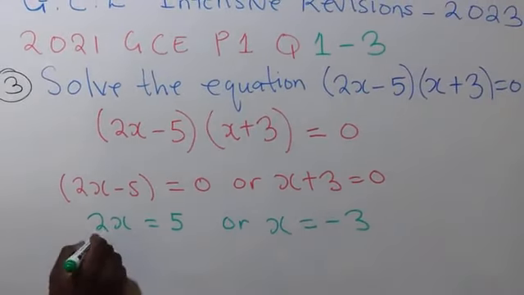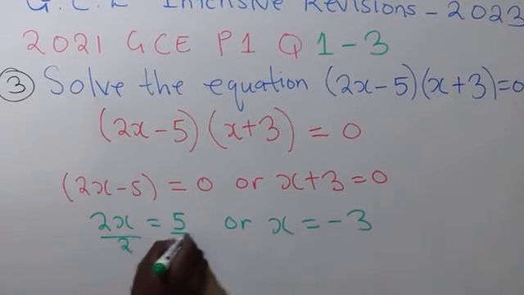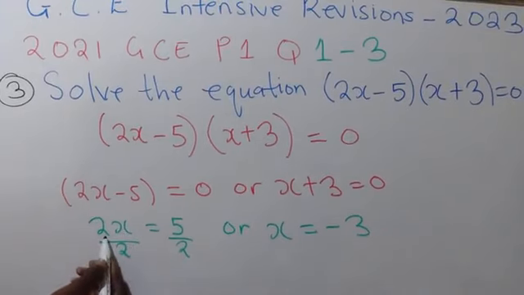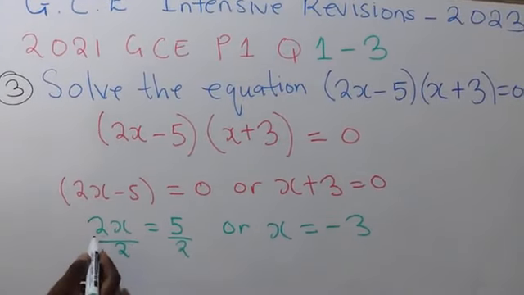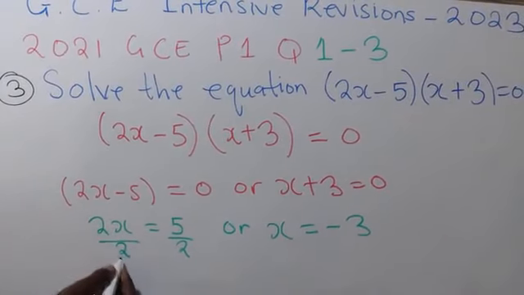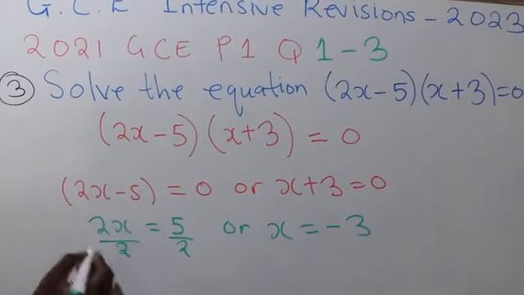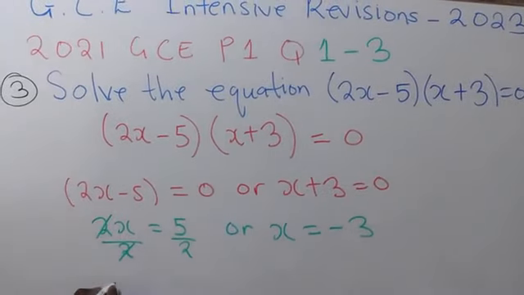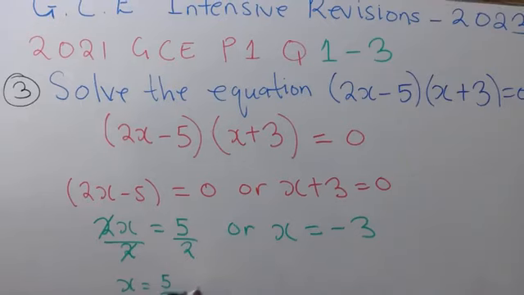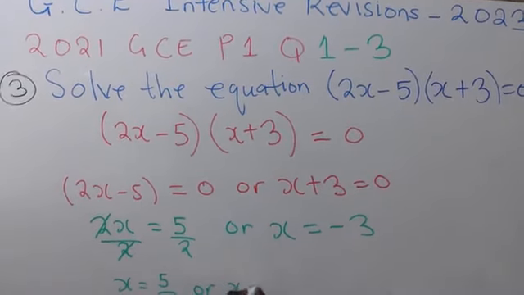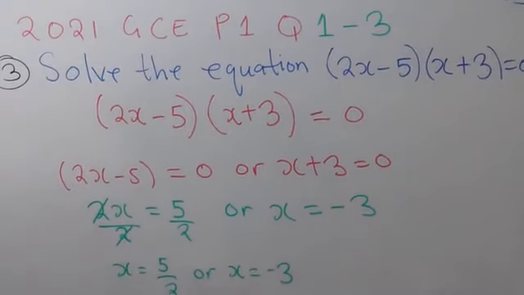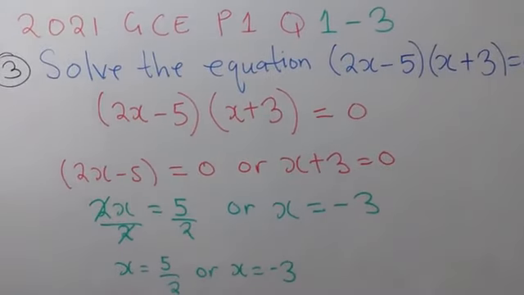It means that this side we are going to divide with 2. The coefficient of x is 2. A coefficient is a number that is attached to the variable, so the coefficient of x is 2. That's why we are dividing with 2, so that we only remain with x. So these 2 and these 2 will cancel. x is equal to 5 over 2, or x is equal to negative 3, the one that you got on that side. So this is our answer. You have gotten it, 2 marks.